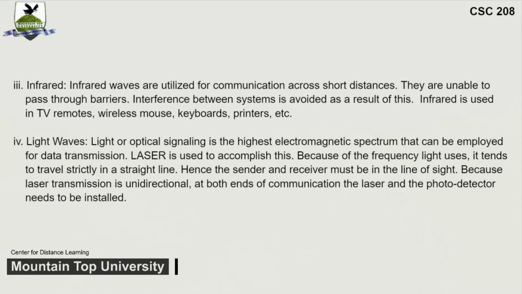4. Light waves. Light or optical signaling is the highest electromagnetic spectrum that can be employed for data transmission. Laser is used to accomplish this. Because of the frequency light uses, it tends to travel strictly in a straight line. Hence the sender and receiver must be in line of sight. Because laser transmission is unidirectional, at both ends of communication the laser and the photodetector need to be installed.